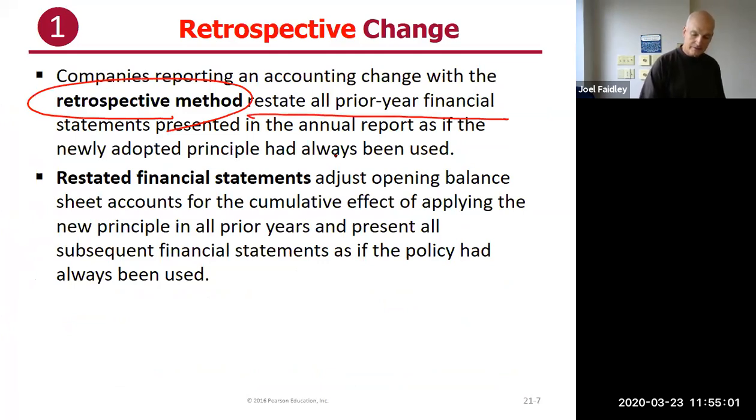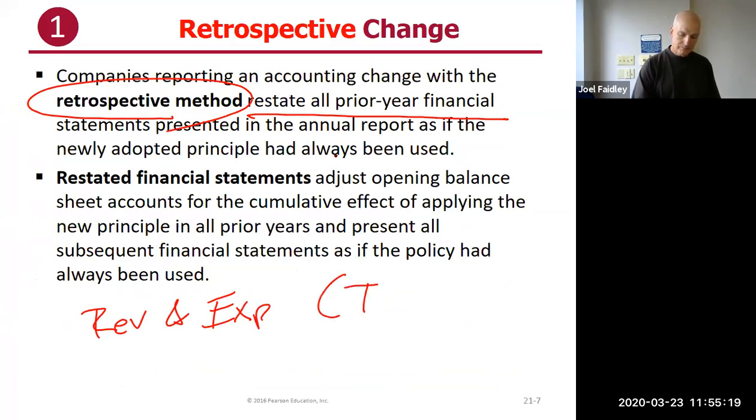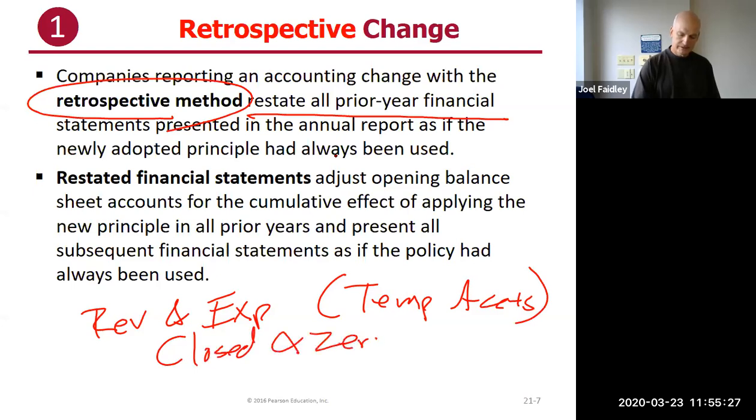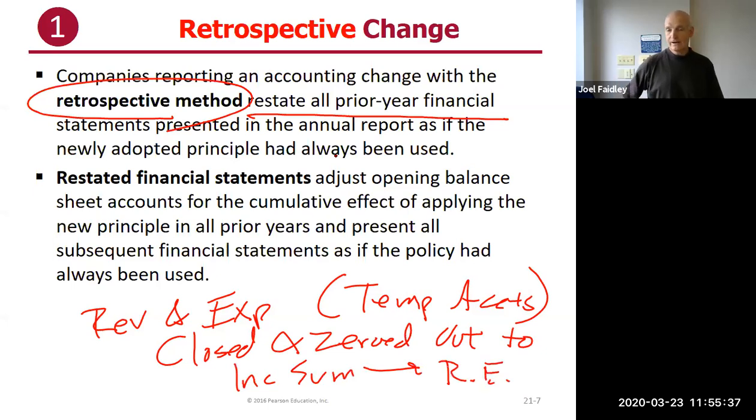Restate all prior year financial statements presented in the annual report. Very difficult, because if you're retrospectively going back, all you've got to go on is retained earnings, because remember, your revenues and expenses, temporary accounts, they've been closed, haven't they? And zeroed out, theoretically, to income summary, and then what? Retained earnings. Very difficult to go back and reissue statements.